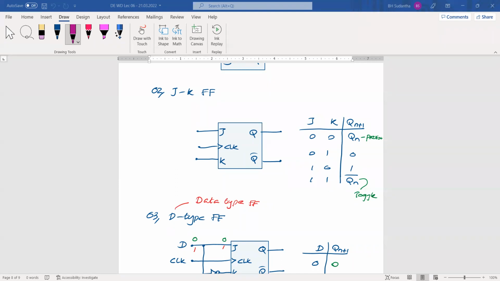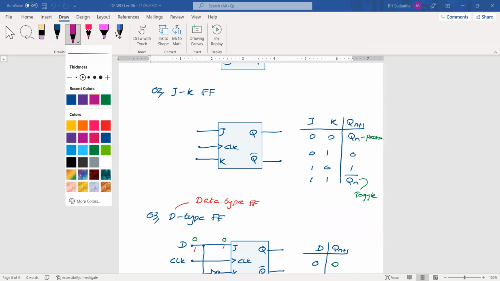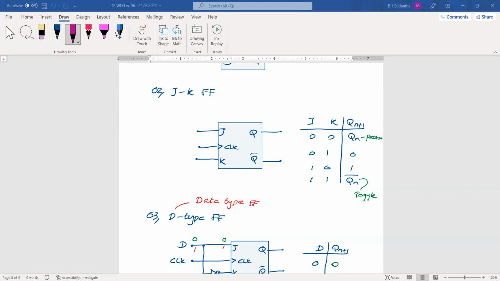And the truth table of this one is Qn, 0, 1, Qn bar. You may remember that to trigger a flip-flop, we have to give a clock pulse to this clock input. Okay. If I ask you a question, this is our clock pulse.